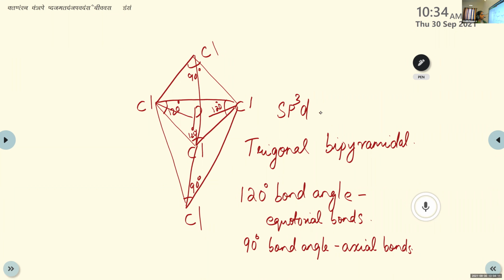This is clear, children, about the formation of this PCl5 molecule? Any doubt?